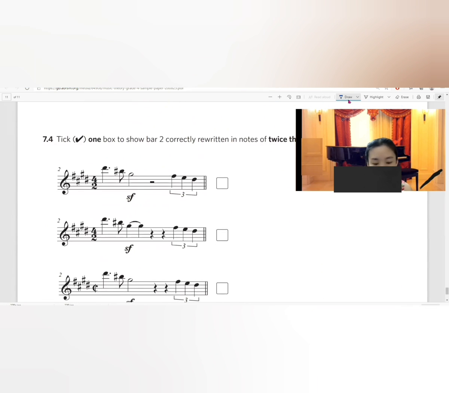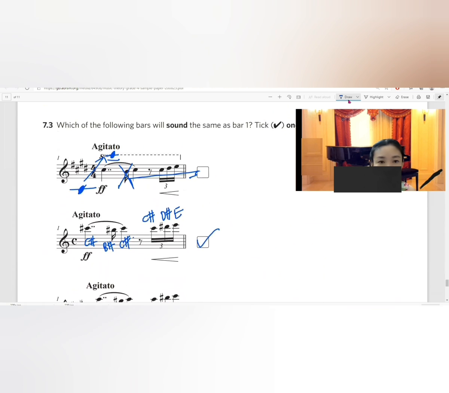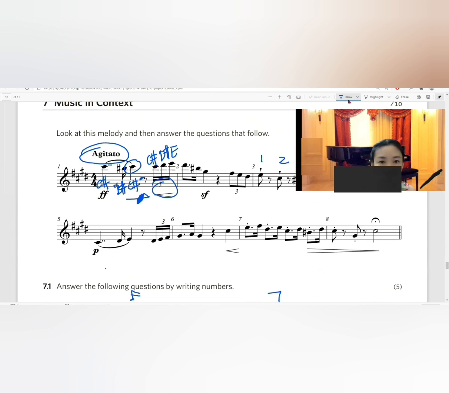Okay, let's come to the last question, question number 7. To show bar 2 correctly written in notes of twice the value. Twice the note value means all the note values must be multiplied by 2. In bar 2, this D is a half count. Half count times 2 becomes 1 count with a dot. The dot just brings down. And this is a quarter. Quarter times 2 becomes half.